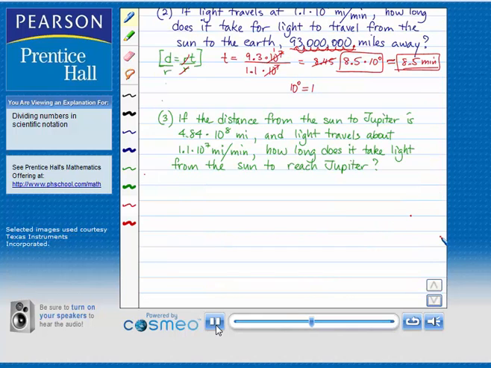Okay, well, let me give you a problem to work on. Similar problem, but see if you can use the skills that we've demonstrated here and calculate the time it takes for light to reach from the sun to the planet Jupiter. Okay, and that is 4.84 times 10 to the 8th miles away, and light traveling at the same speed as in the previous problem. Alright, so go ahead and see if you can work that out, and then when you're finished, hit continue.